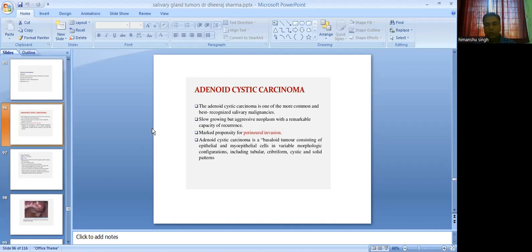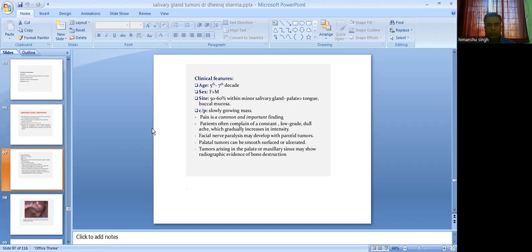Now, the adenoid cystic carcinoma is a basaloid tumor consisting of epithelial and myoepithelial cells in variable morphologic configurations, including tubular, cribriform, cystic, and solid patterns. Clinical features: more common in the 5th to 7th decade of life, more in females than in males. 50 to 60% of the cases occur in minor salivary glands, and more commonly on the palate than on the tongue and buccal mucosa.